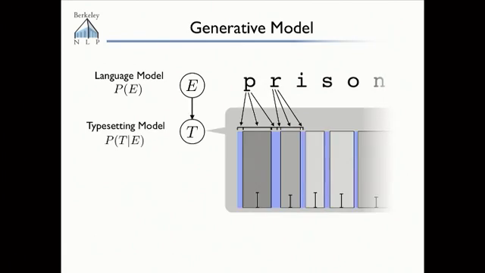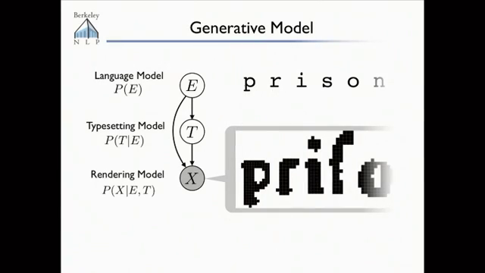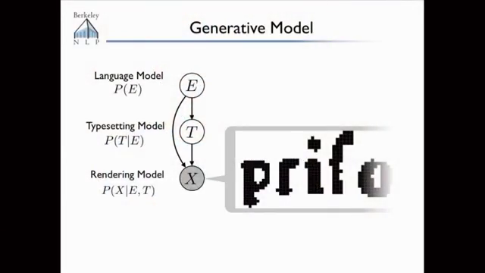Sorry. And the typesetting information I'll call T, and that comes from the typesetting model, P of T given E. And then finally, the image itself, the actual grid of pixels, I'll call X. And that will come from the rendering model, P of X given E and T. And so the only observed random variable in our model is going to be X, the actual image itself. Both E and T are going to be latent random variables, and during learning, we'll marginalize them out, and when it comes time to do transcription, we'll fill them in with inference.